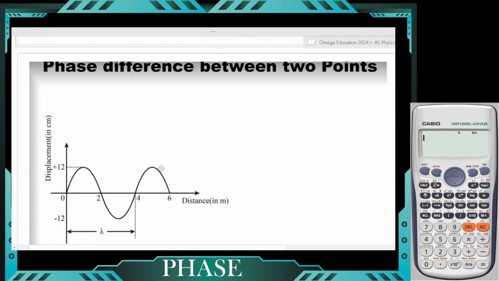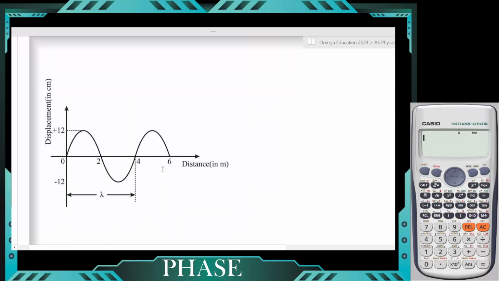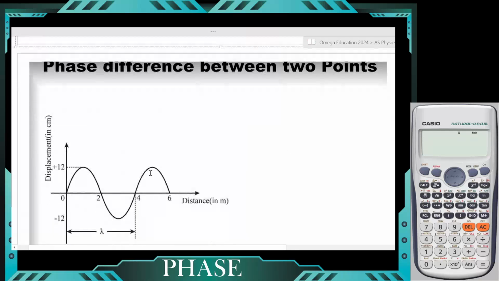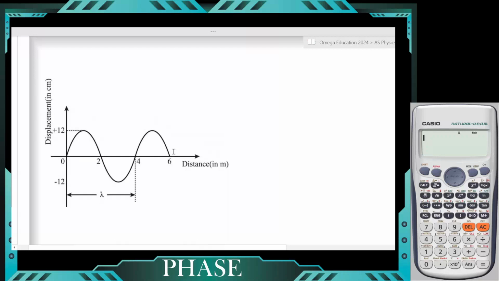Now the next variation is the phase difference between 2 points. So very easy concept. If you understand the phase itself, finding phase difference would be very easy. All right, phase difference between 2 points. This is the next topic that we have, or I should say the next variation. So in order to find phase difference between 2 points, you could be asked to find phase difference between 2 points that lie on the same wave.